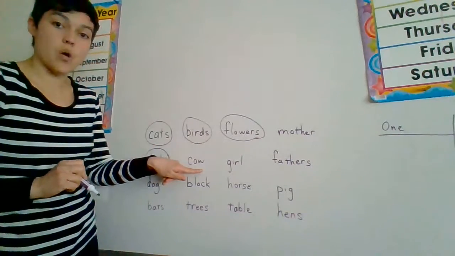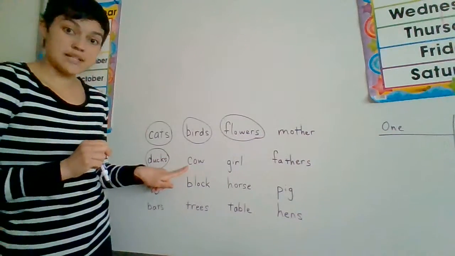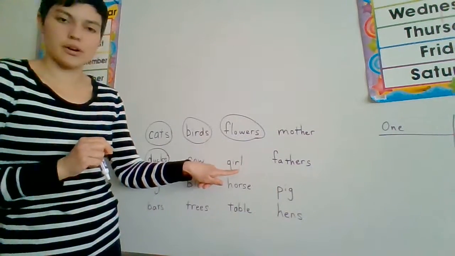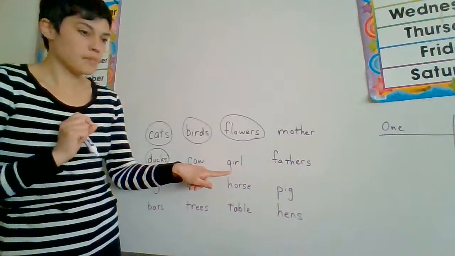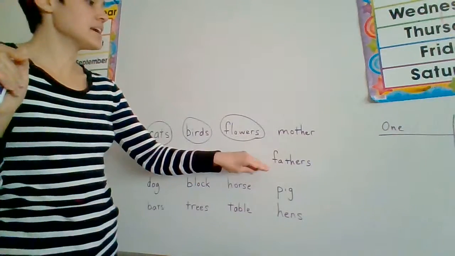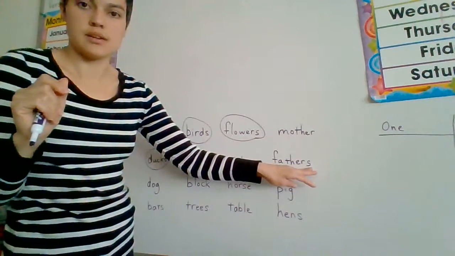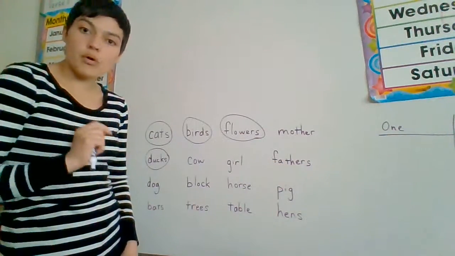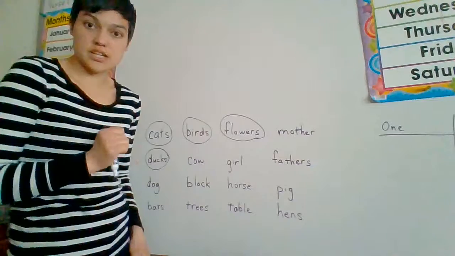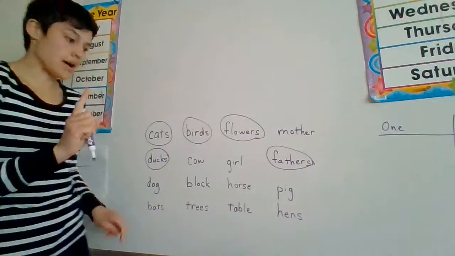This word here says cow. How many cows are we talking about? One. So I don't need to circle it. Our next word here is girl. So this naming word only names one person. So we don't need to circle it. Here is the word father with an S at the end. Fathers. Is that one person or more than one person? That is more than one person because there is an S at the end of this noun. So I will circle it because it's a noun that names more than one.